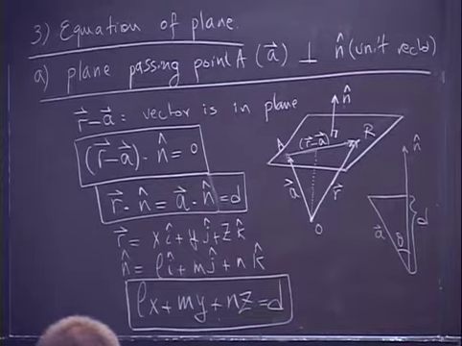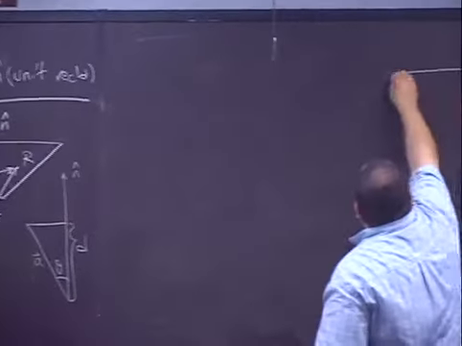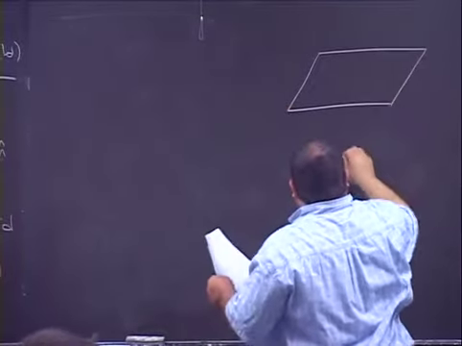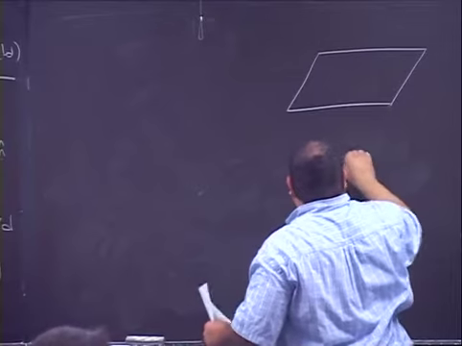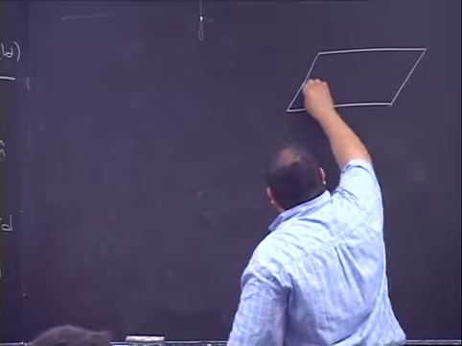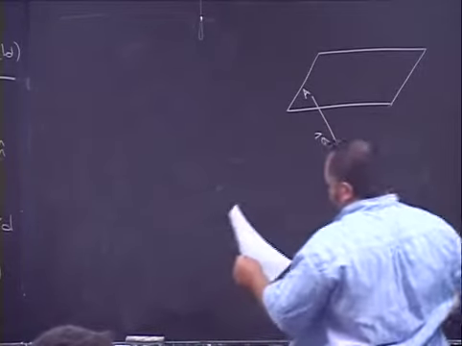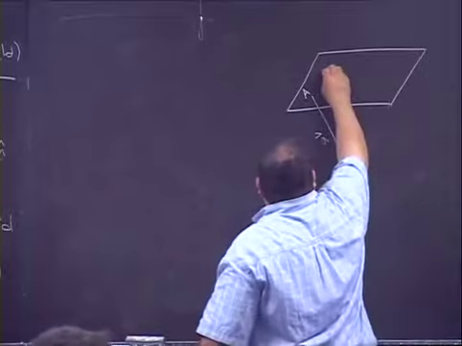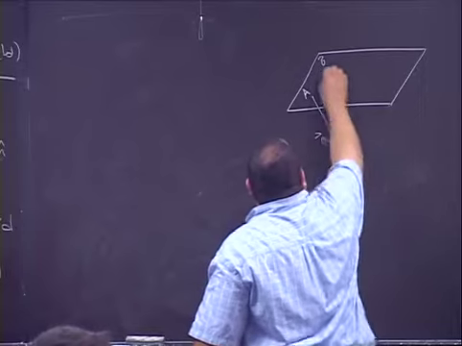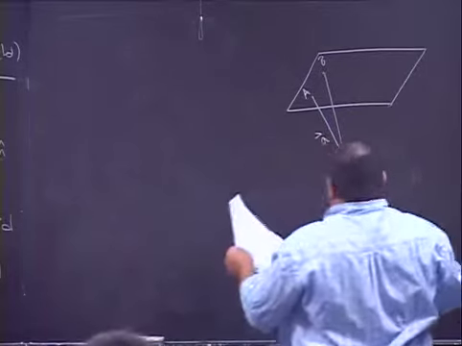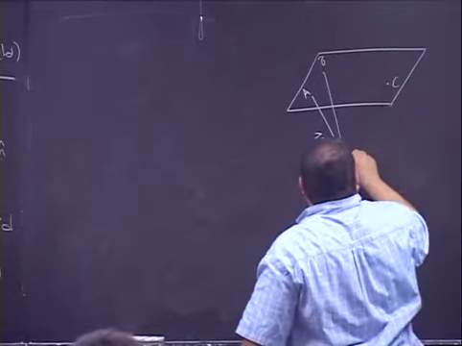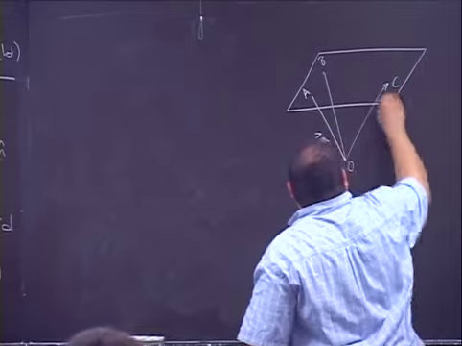So if we have a plane like this, and we have the origin is here, and we have a point here which is A, capital, with a position vector A, another point which is B with a position vector B, and a third point here C with a position vector C.